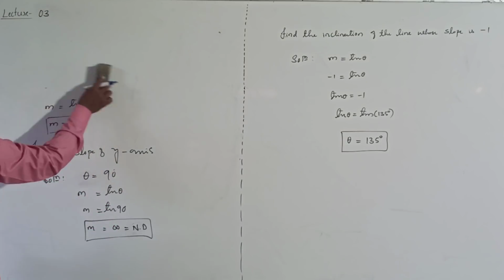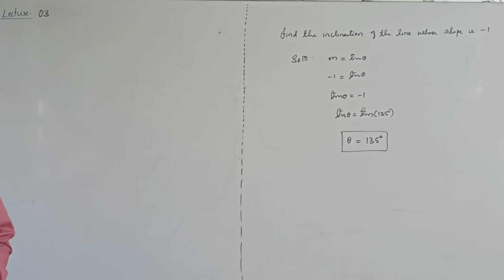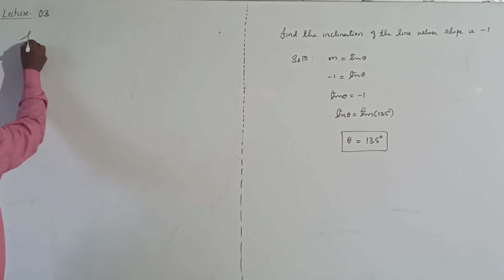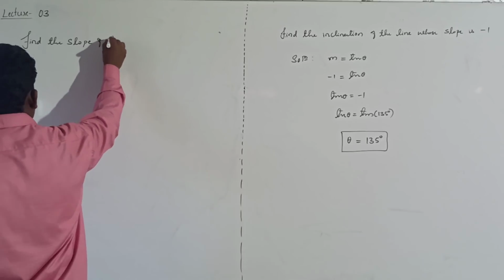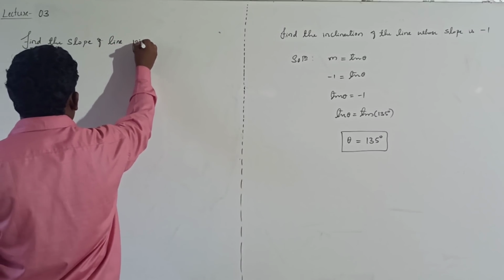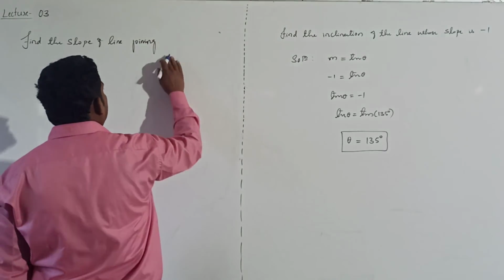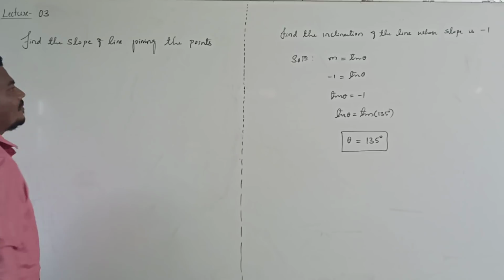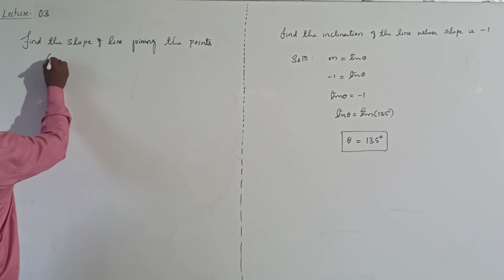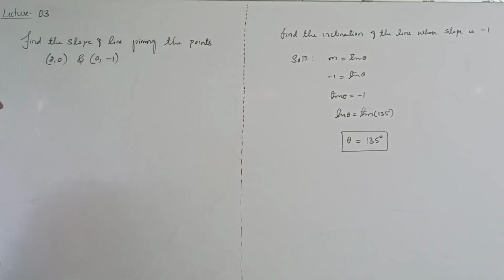Next one, find the slope of the line joining the points 2, 0 and 0, -1.